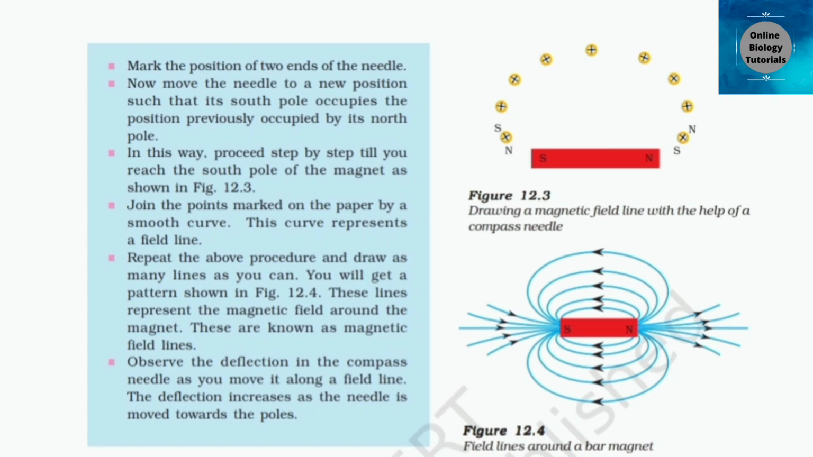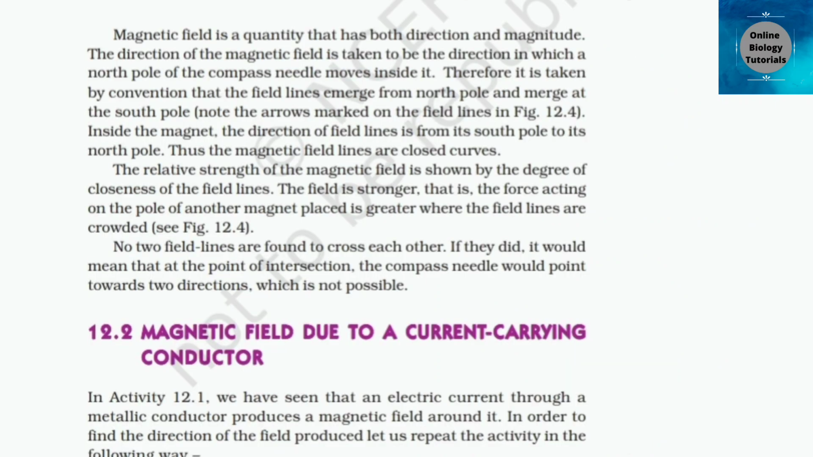Observe the deflection in the compass needle as you move it along a field line. The deflection increases as the needle is moved towards the poles. Magnetic field is a quantity that has both direction and magnitude. The direction of the magnetic field is taken to be the direction in which a north pole of the compass needle moves inside it.